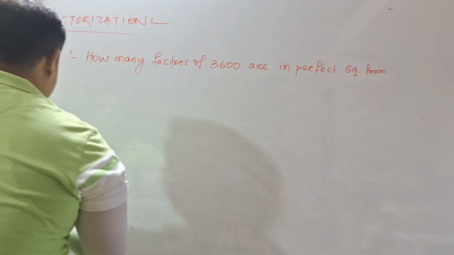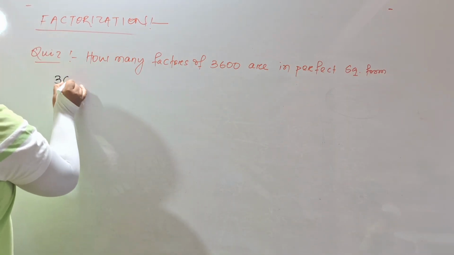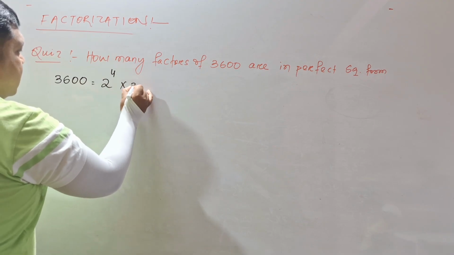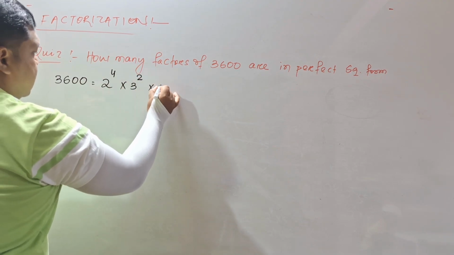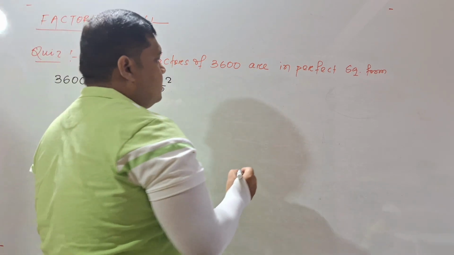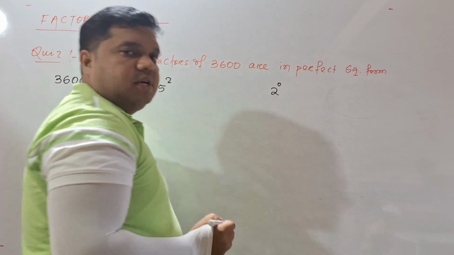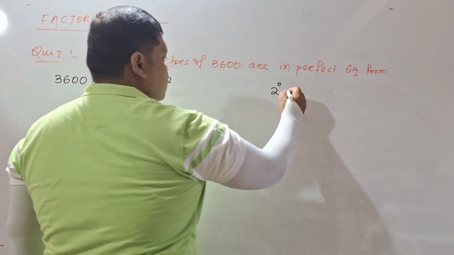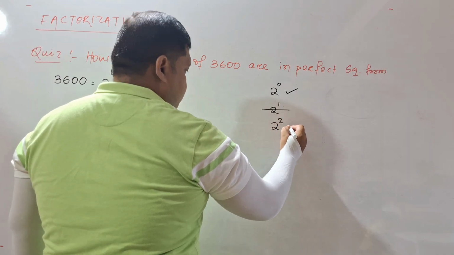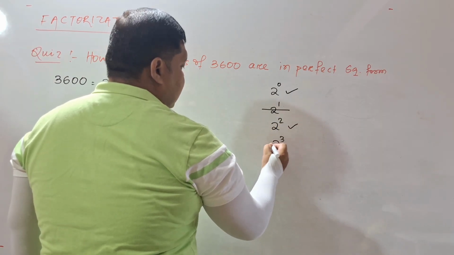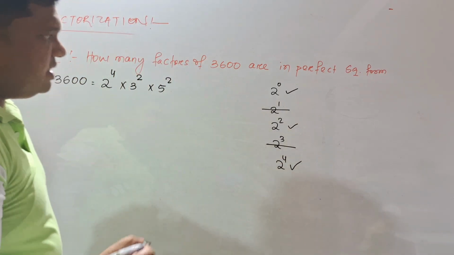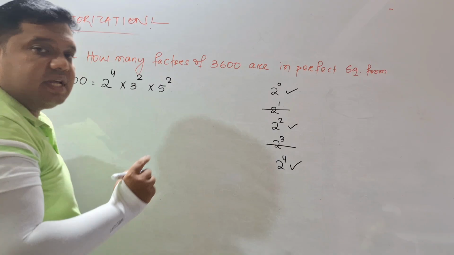For 3600, I already know if I do prime factorization, how many 2's are there? 4 2's. How many 3's? That is 2. And how many 5's? That is 2. Perfect square means what? 2 to the power 0 is a perfect square, 1 is a perfect square, yes. 2 to the power 1 is a perfect square, no. 2 to the power 2, yes. 2 cubed, 8, is a perfect square, no. 2 to the power 4, 16, is a perfect square, yes. So basically when the power is even, I will consider that element.